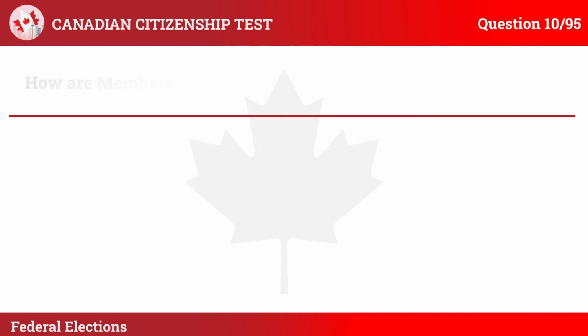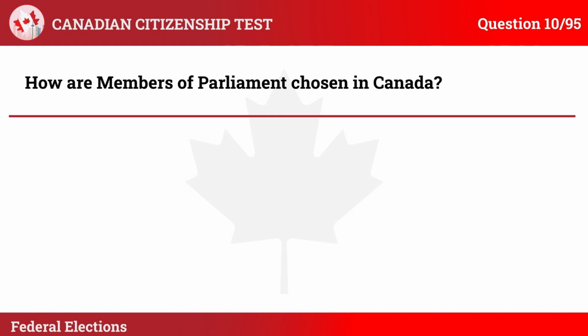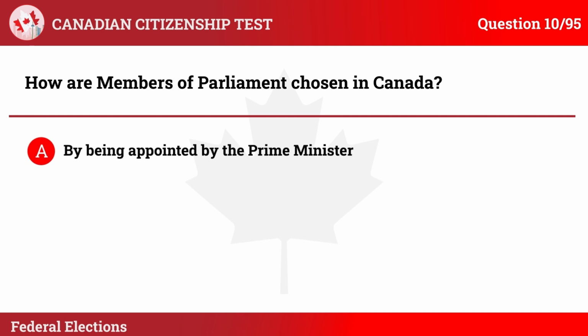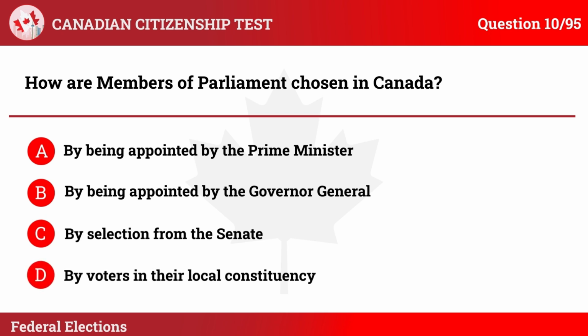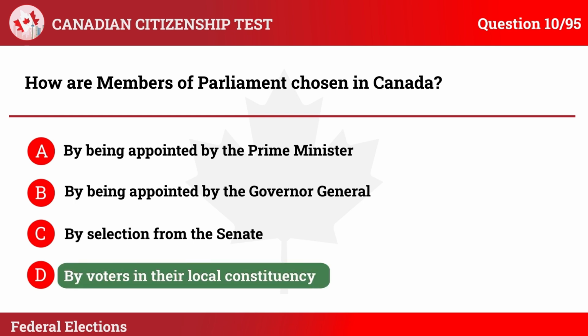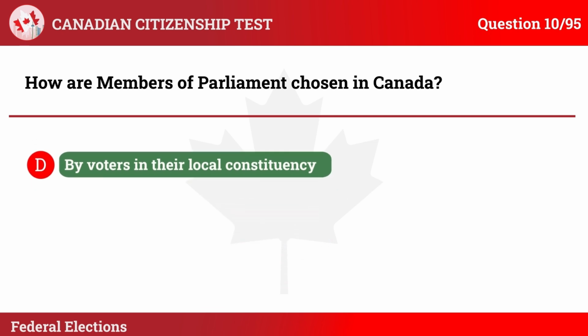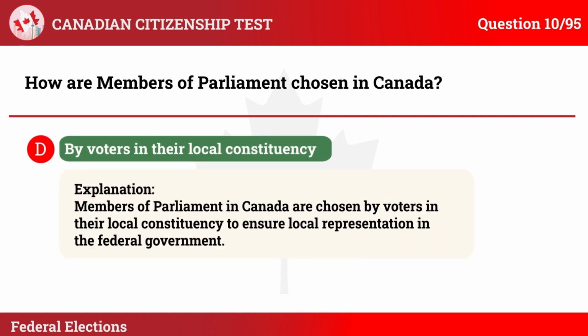Question 10. How are members of Parliament chosen in Canada? A. By being appointed by the Prime Minister. B. By being appointed by the Governor-General. C. By selection from the Senate. D. By voters in their local constituency. The correct answer is D. By voters in their local constituency. Explanation: Members of Parliament in Canada are chosen by voters in their local constituency to ensure local representation in the federal government.